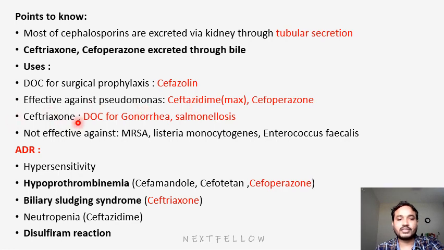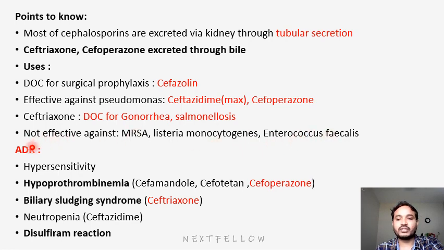Next, ceftriaxone. This is one of the most common MCQs repeatedly asked regarding cephalosporins. Ceftriaxone is the drug of choice for gonorrhea and salmonellosis, that is typhoid. But it is not effective against MRSA, that is methicillin resistant Staph aureus, Listeria monocytogenes, and Enterococcus faecalis.